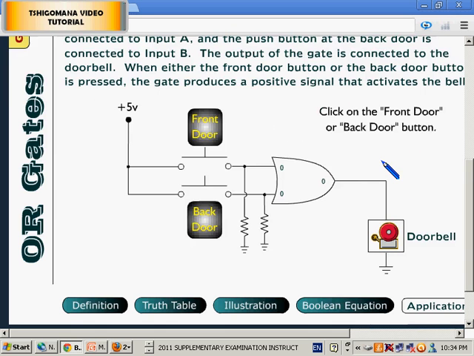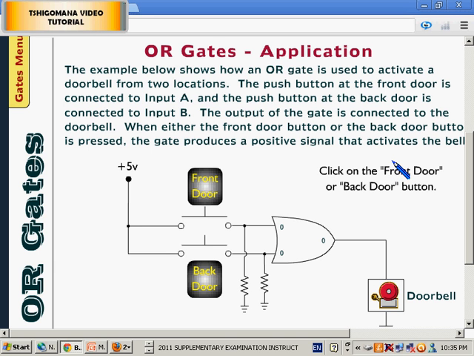The application. The example below shows how an OR gate is used to activate a doorbell from 2 locations. The push button at the front door is connected to input A, and the push button at the back door is connected to input B. The output of the gate is connected to the doorbell. In other words, this is our output. Listen, when either the front door button or the back door button is pressed, the gate produces a positive signal that activates the bell.